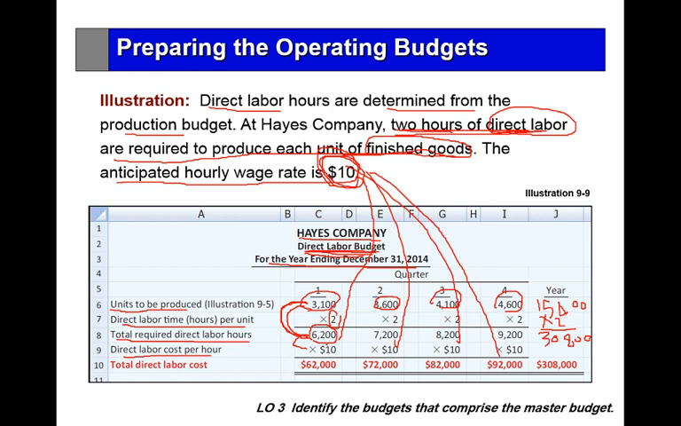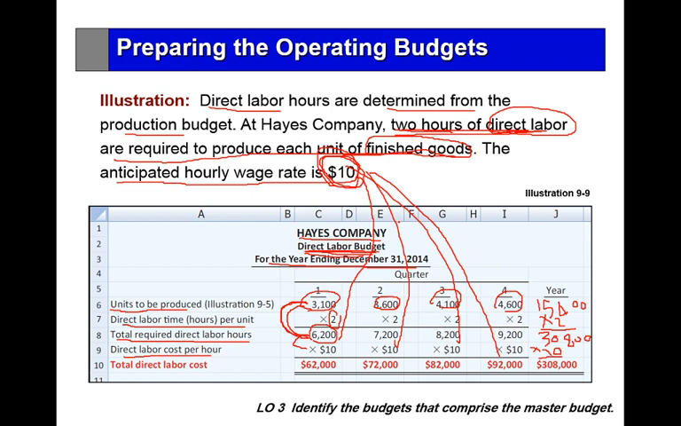Then we have 6,200 multiplied by $10 per hour, which gives $62,000. 7,200 multiplied by $10 gives $72,000. 8,200 multiplied by $10 gives $82,000, and then $92,000. In total, we have $308,000. Then this is the direct labor budget.